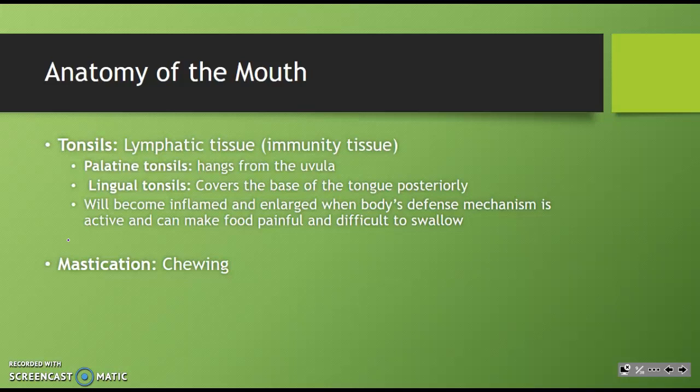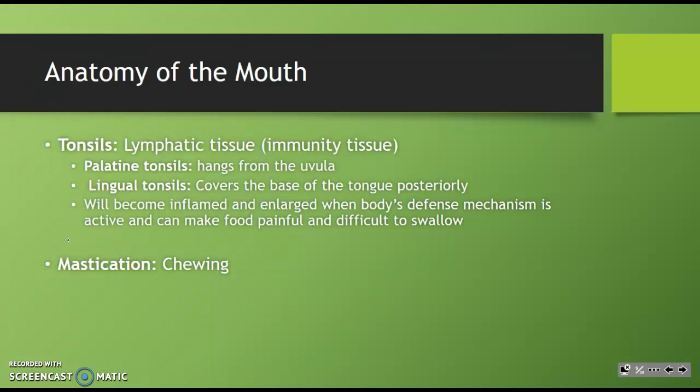Then we have our tonsils, which are going to be lymphatic or immunity tissue, and you actually have two pairs of tonsils. The palatine tonsils are the ones that we're really familiar with when you look in the mirror at the back of your throat. Those are your palatine tonsils. And then the lingual tonsils are going to be basically right below those palatine tonsils at the base of the tongue. And these become really inflamed and painful when you get sick because it is the body's defense mechanism.